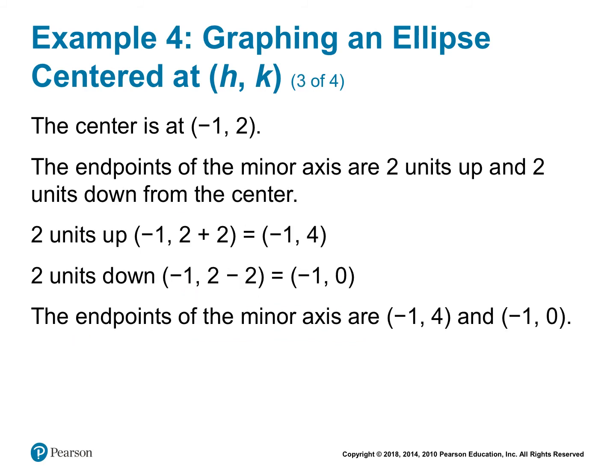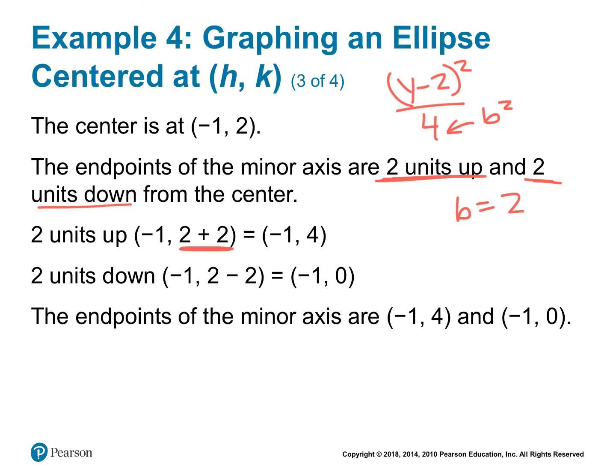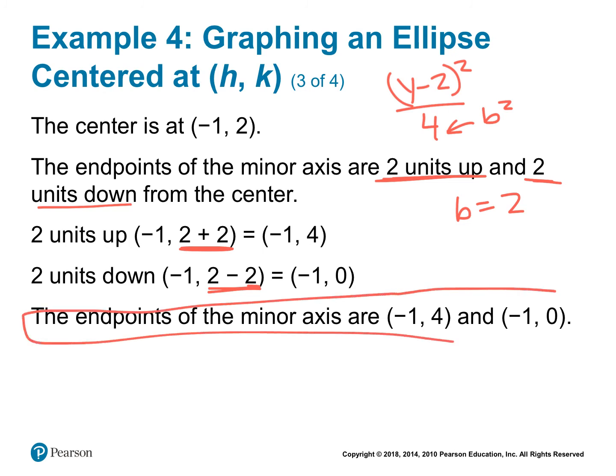Okay, using that center again, now we can look at the endpoints of the minor axis. So we said under the y squared term we had a 4. So that's our b squared term. So that would mean b equals just 2. So we can go 2 units up and 2 units down. So that changes the y by adding 2 and subtracting 2 to go down. So you end up getting these points.